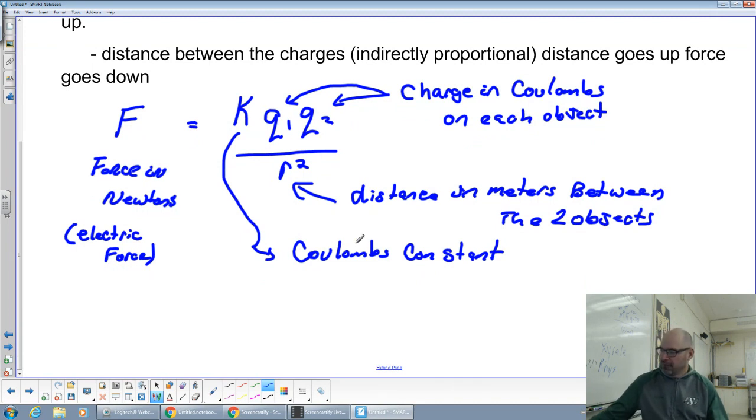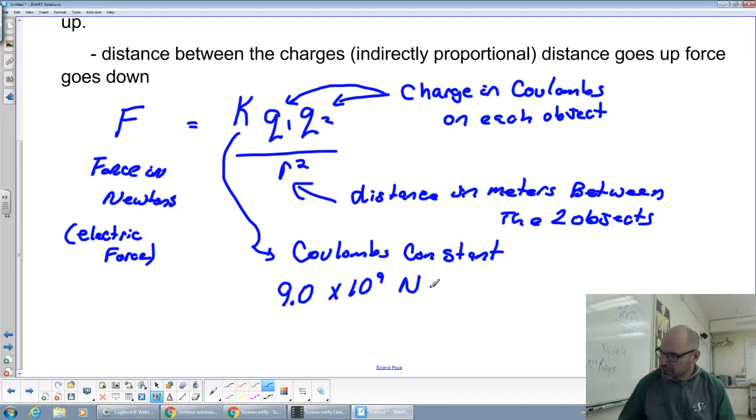We know it's proportional. And that is 9.0 times 10 to the 9 newton meters squared over coulombs squared. Okay, and that's an example of, and this is a vector. So you've got to be careful.